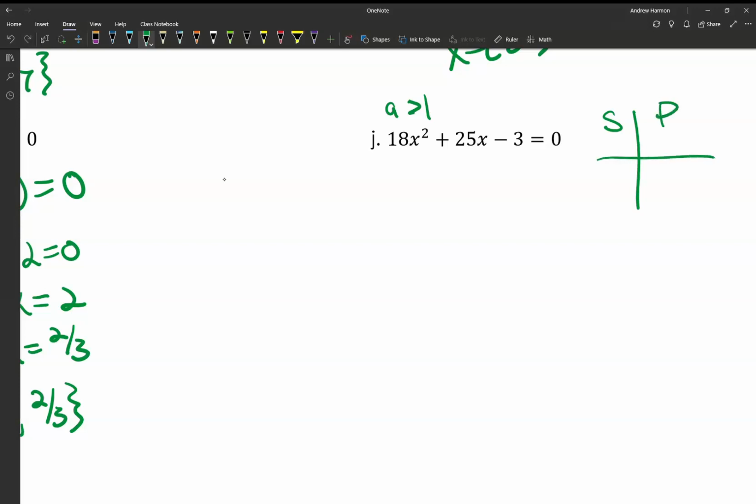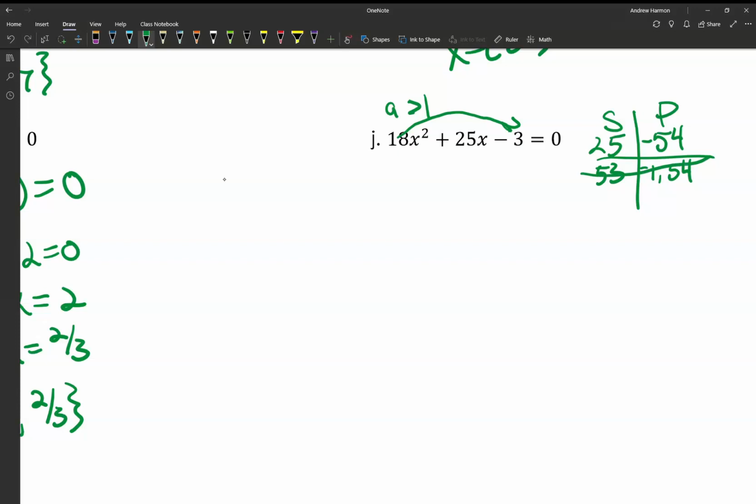Our sum needs to be 25. Our product needs to be 18 times 3, our slide there. So then 18 times 3 is 54, and because that 3 is negative, it's going to be negative 54. So we have to think about what numbers multiply to give us 54. Well, there's 1 and 54. And if I want it to be negative, let's make that smaller number negative. It's going to be a sum of 53, so that won't work.